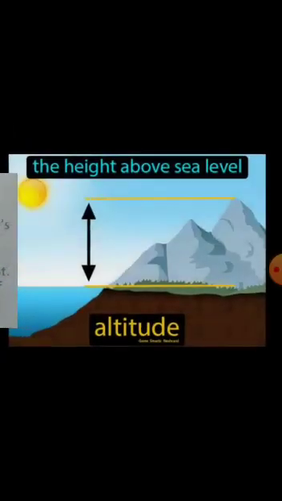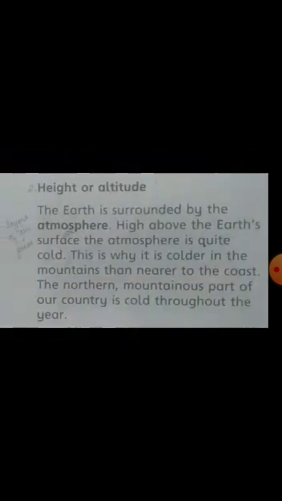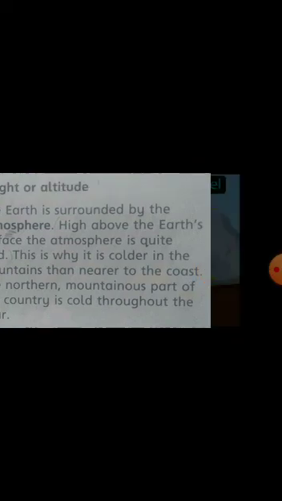Now the second factor is height or altitude. Altitude means the height above sea level, and the earth is surrounded by the atmosphere. Atmosphere means layers of air or gases. High above the earth's surface, the atmosphere is quite cold. This is why it is colder in the mountains than near the coast. The northern mountainous part of our country is cold throughout the year. In Pakistan, this part includes Skardu, Gilgit, Chitral, Murree, Naran, Kaghan. You know these places well, because you visit these hilly areas in summer vacations. So here we have a cold climate throughout the year, right?